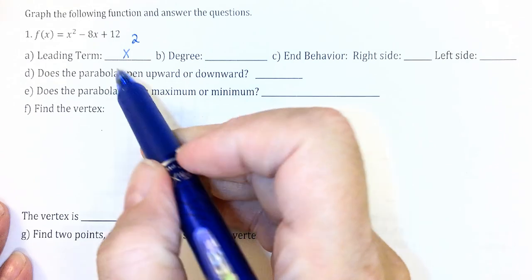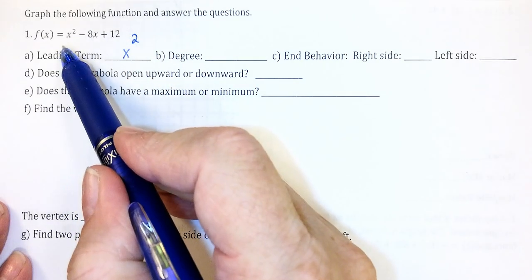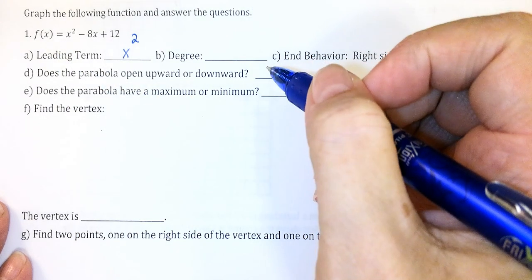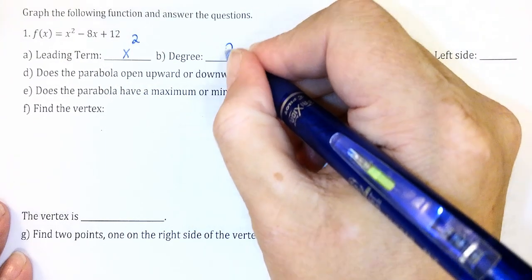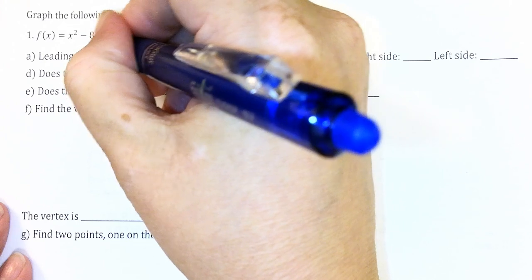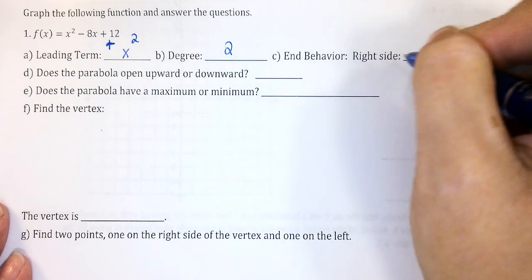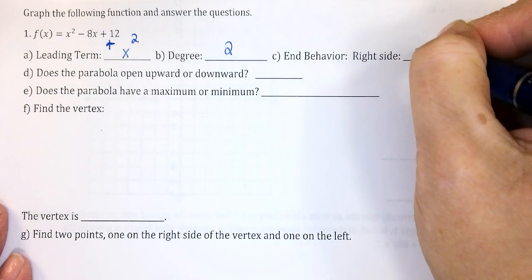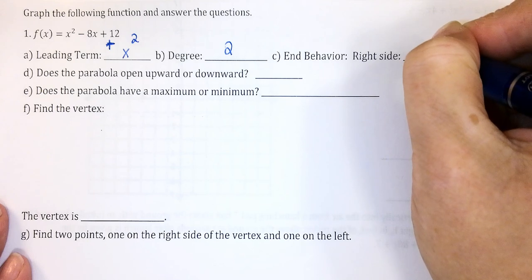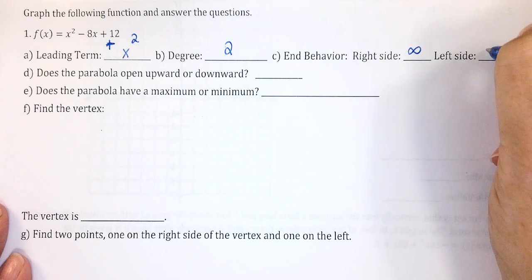And typically, if you're putting this in descending order, then your leading term is that first term. It's leading. All right, the degree for this is 2. That's your exponent. And I just want to make a note that our leading term is positive. So if our leading term is positive, then the right side is going to go to infinity, and our left side is going to also go to infinity.